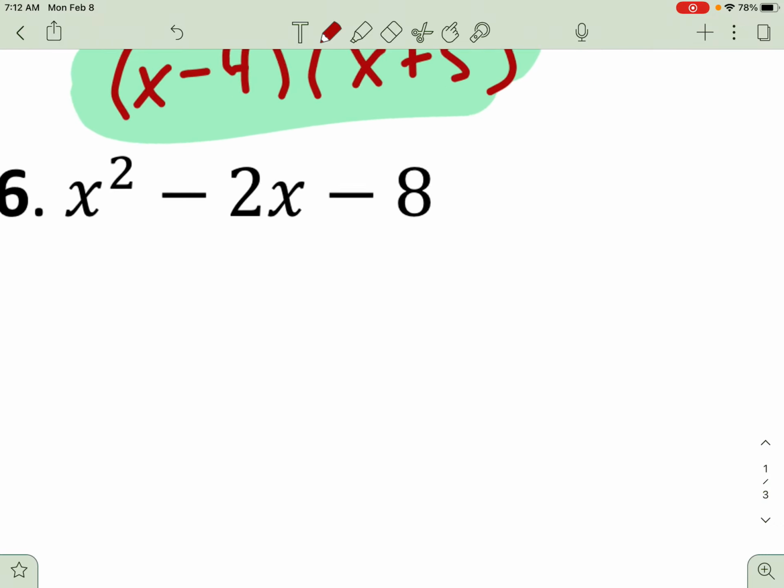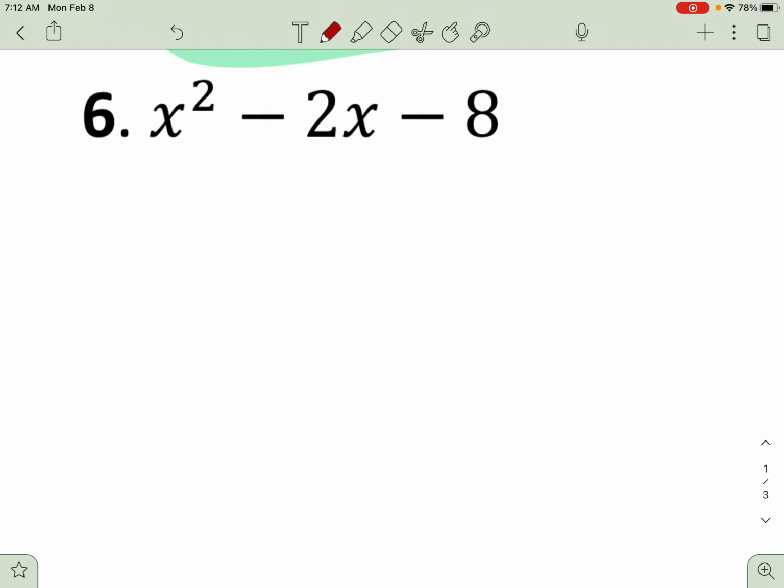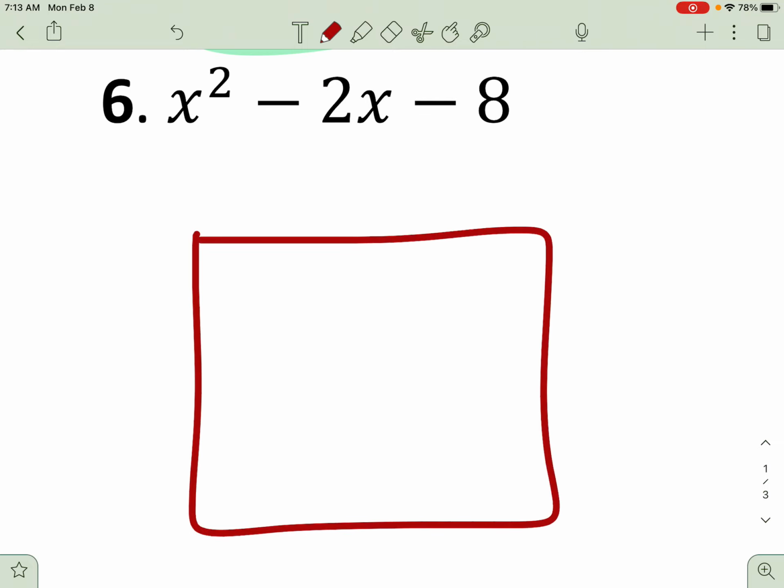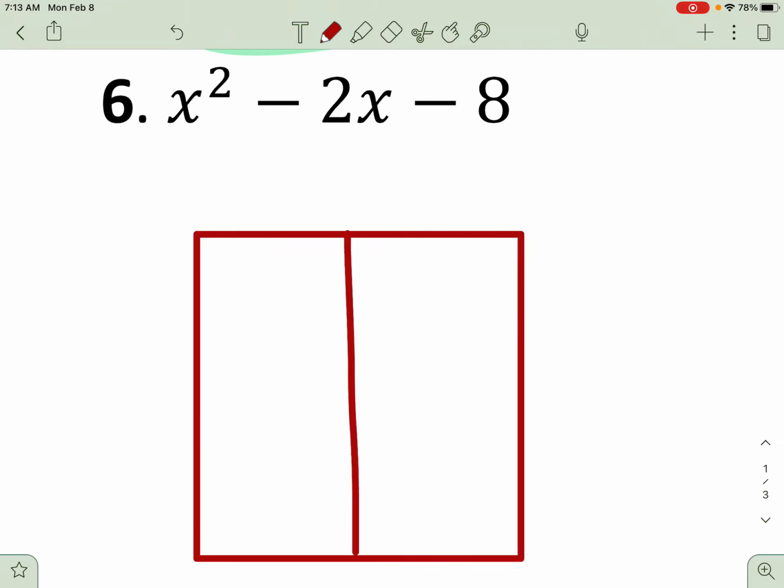Okay, so box method is a little bit tougher, I think, when you're going the reverse direction. But again, it helps to organize your thoughts, so whatever your preference. All right, let's do it again here.